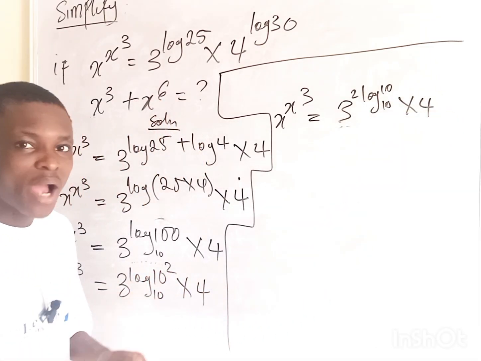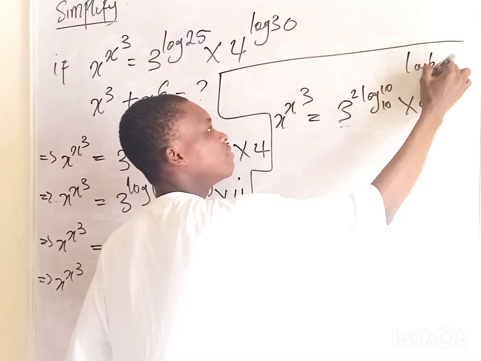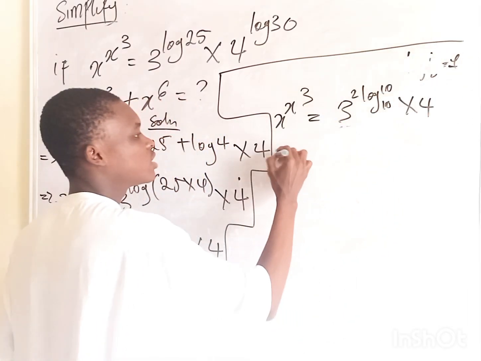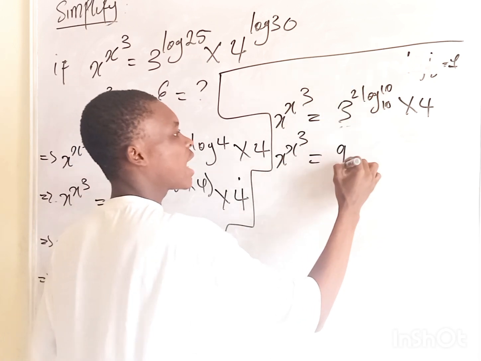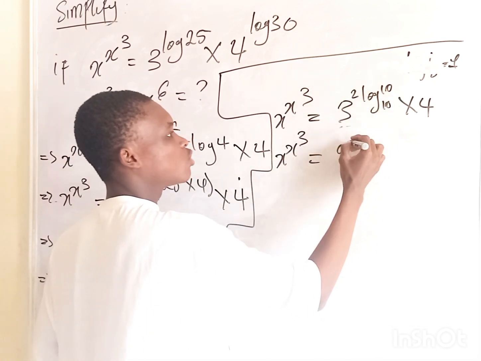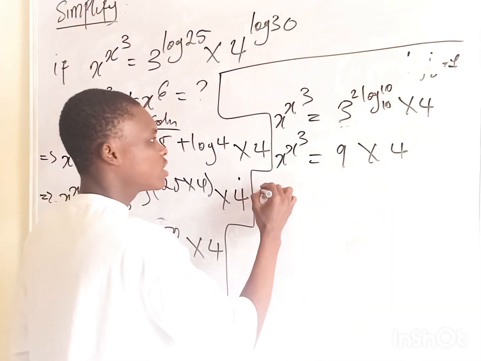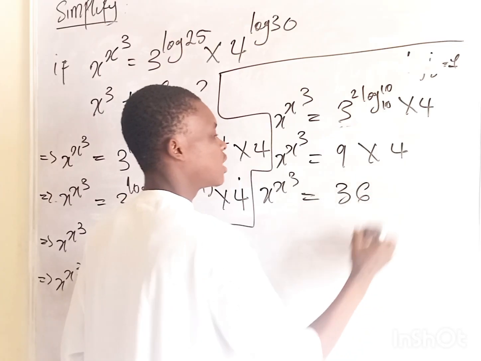And we know that when the log and the base are the same, the result is 1. That means if we have log b base b, the result is 1. So clearly, log 10 base 10, the result is 1. So this is x to the cube equals 3 raised to 2, here is 9. Log 10 base 10 is 1. So this is times 4. So this is x to the cube equals 4 times 9 here gives us what? 36.